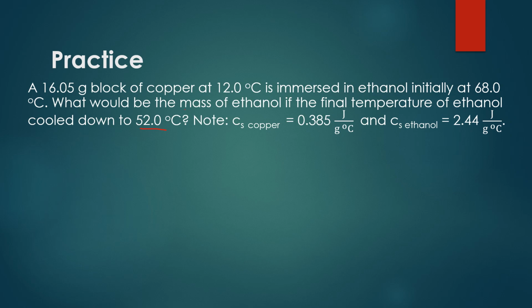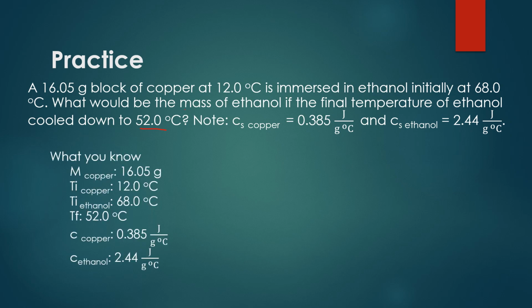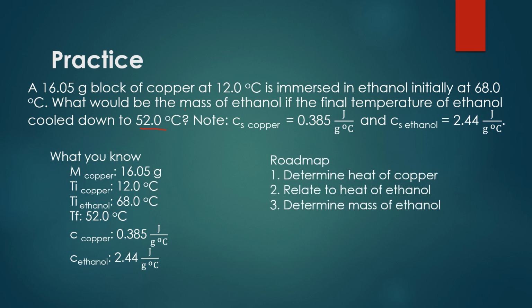They also gave us the specific heats of copper and of ethanol. Those will always be given to you unless it's what they're asking you to solve for. Looking at our knowns and unknowns, we have those all listed here. Our plan is to first determine the heat of the known. The values we have are for copper, so we'll determine the heat of copper first. We'll relate that to the heat of ethanol by changing the sign. And then last but not least, rearrange the equation to determine the mass of ethanol.